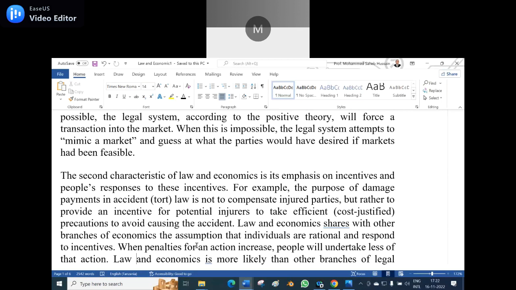So the purpose of damage payment in accident tort law is not only to compensate the injured party, but rather to provide an incentive for the potential injurers to take efficient, cost-justified precautions to avoid causing the accident. So how will the accident be avoided? Because what is an accident, can you tell me? If you know it, you tell me. If you don't know it, say pass. Don't waste the time.